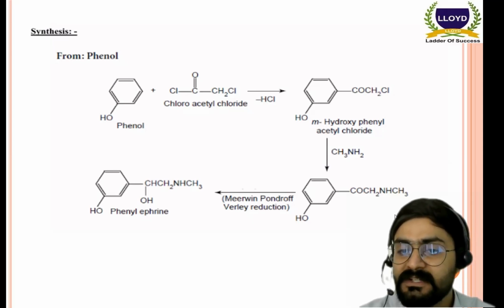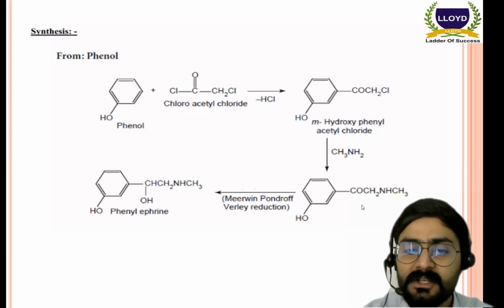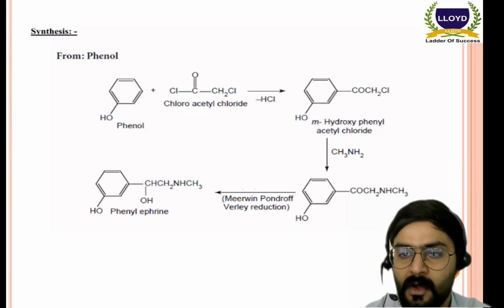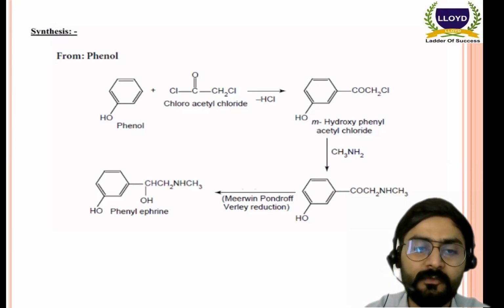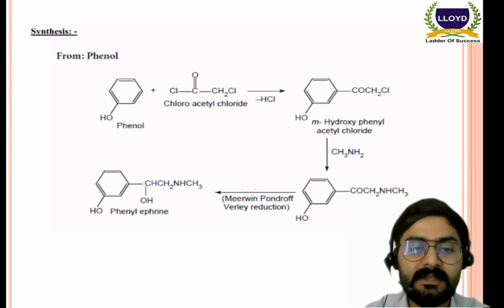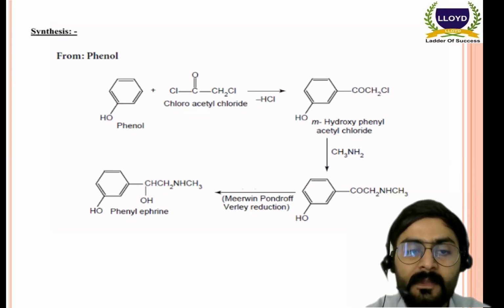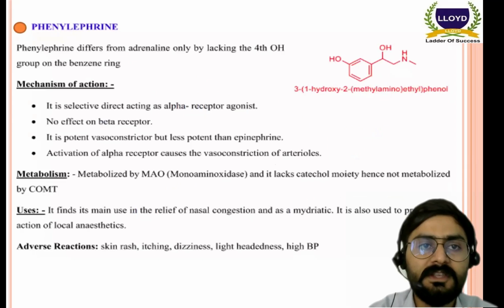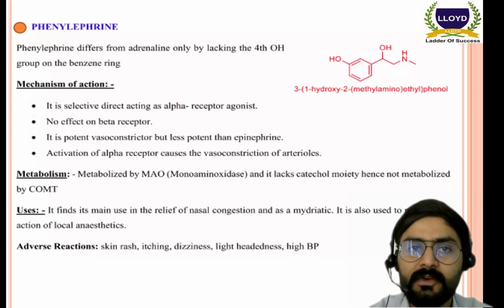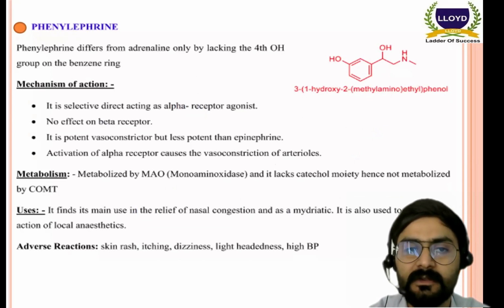Afterwards, this beta ketone group is converted into a hydroxyl group by MPV reduction. On reducing, this ketone group is converted into a hydroxyl group and the phenylephrine moiety is ready. This is converted into the L isomer by resolving with decamphoric acid. Phenylephrine differs from adrenaline only by lacking the fourth hydroxyl group on the benzene ring.